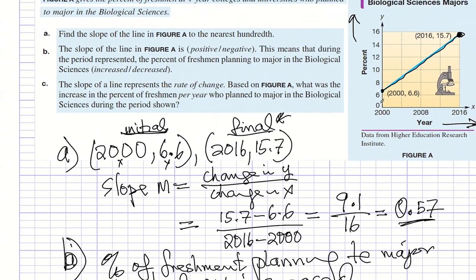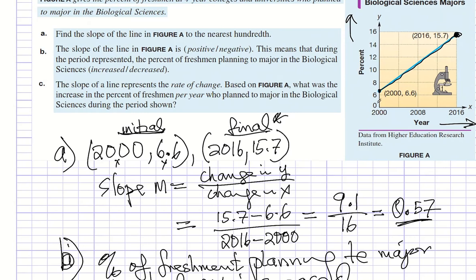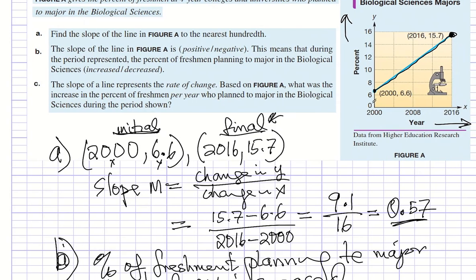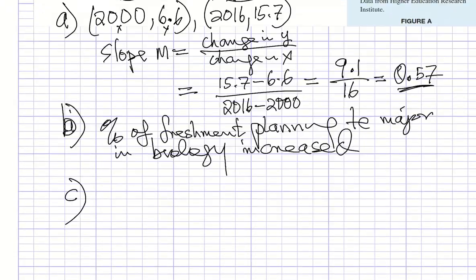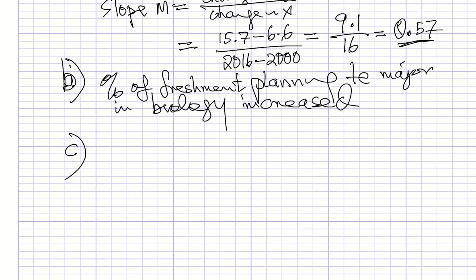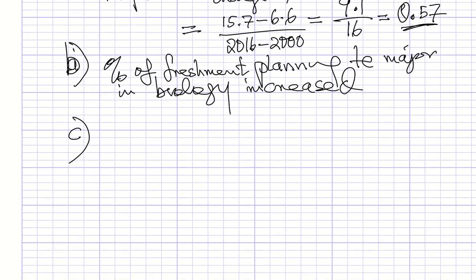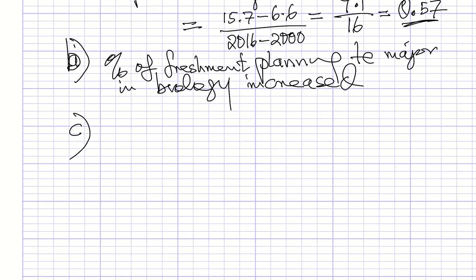C, the slope of a line represents the rate of change. Based on the figure, what was the increase in the percentage of freshmen per year who planned to major? Well, we'll solve this problem. I don't know why they're asking that. The percentage is, well, we got it over there. It's 57%. Don't forget that.